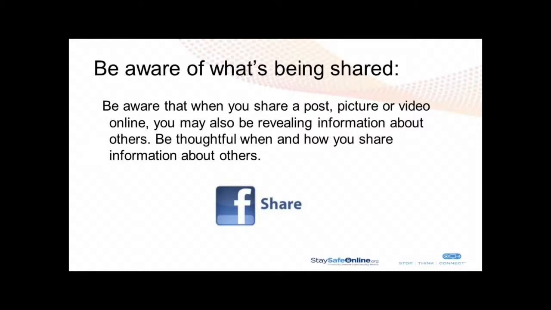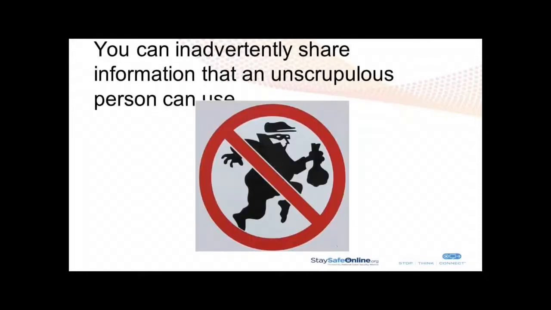Be aware that when you share a post, picture, or video online, you may also be revealing information about others. Be thoughtful when and how you share information about others. For instance, posting your status on Facebook and including a friend's name can open both of you up to providing too much information. Telling the world that you are sitting at Phoenix Sky Harbor International Airport isn't a good idea. Don't share your birthday, age, or place of birth. This information could be useful to identity thieves and to data mining companies. A research study by Carnegie Mellon University found that Social Security numbers can be predicted based on publicly available information, including your birthday, age, and place of birth.